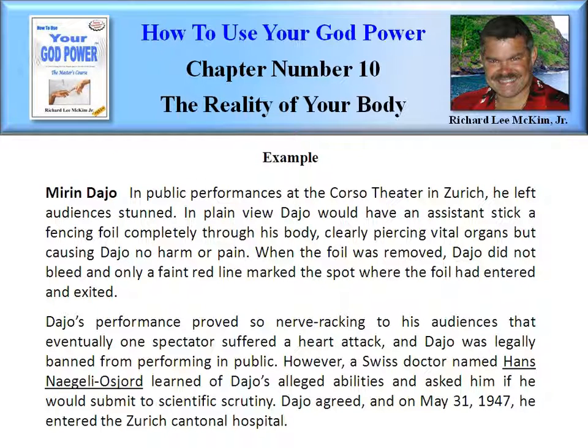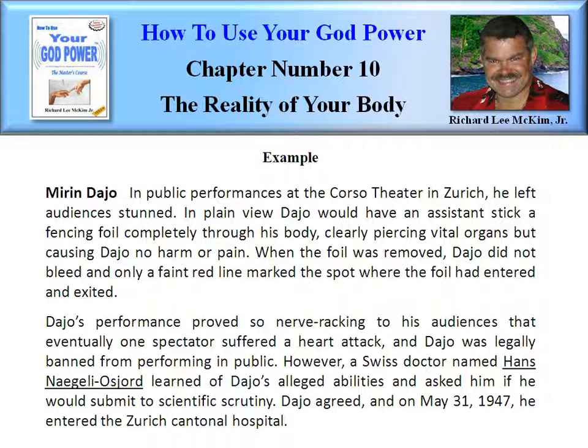Marin Dejo, in public performances at the Corso Theatre in Zurich, left audiences stunned. In plain view, he would have an assistant stick a fencing foil completely through his body, clearly piercing vital organs, but causing him no harm or pain. When the foil was removed, he did not bleed, and only a faint red line marked the spot where the foil had entered and exited. His performance proved so nerve-wracking to his audiences that eventually one spectator suffered a heart attack, and he was legally banned from performing in public.